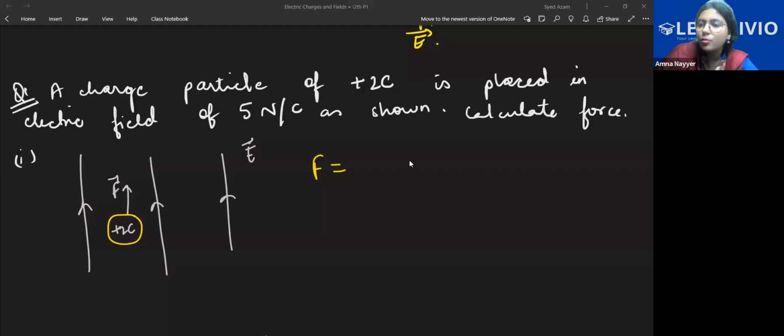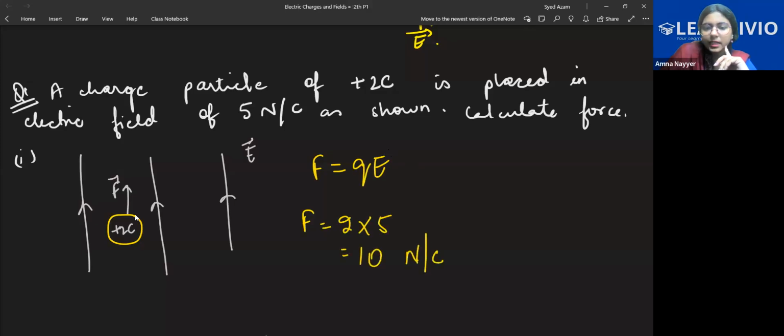Class, this is the basic formula of your electrostatics. If you forget this formula, you will not be able to manage the tough questions. F is equal to QE. I have been doing this in the torque part also. It's not that we have just done it in electric field and stopped. I did it in the torque part yesterday, on Monday. So the force will be 2 into 5, that is 10 Newton, and the force will be along J cap because it's a positive charge.